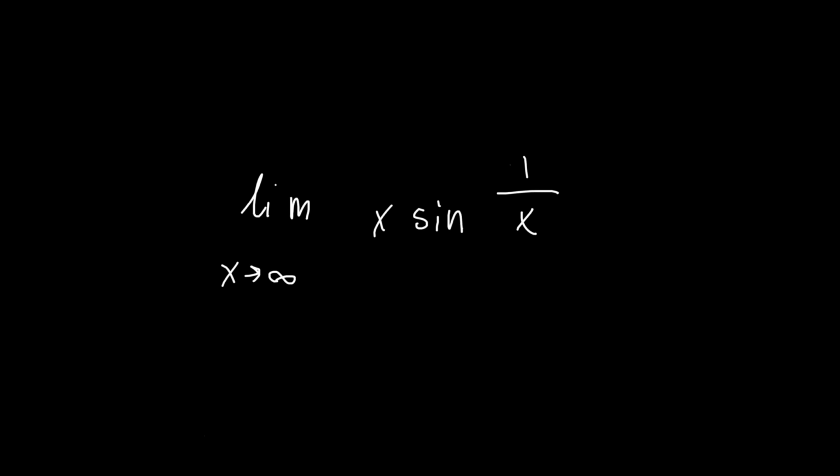In this video, we'll go over limit as x approaches infinity of x times sine of 1 over x. Notice that if you try to solve this limit, you get indeterminate form. Just a reminder, indeterminate form means when we get 0 over 0, infinity over infinity. You have two ways you can solve this limit.